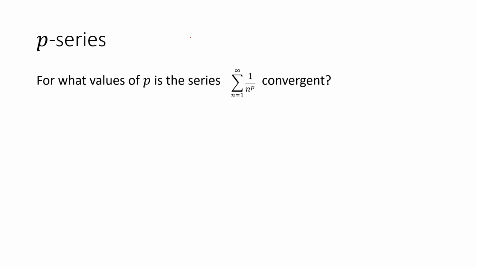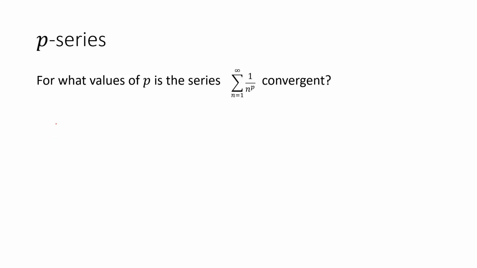Here we'd like to introduce a class of series called the p-series. So these will be series of the form 1 over n to the p. So a question that we can try and answer now is, for what values of p does the series 1 over n to the p converge?